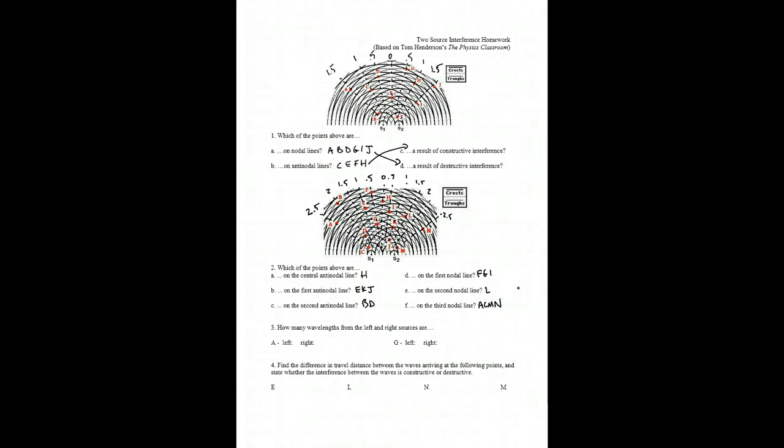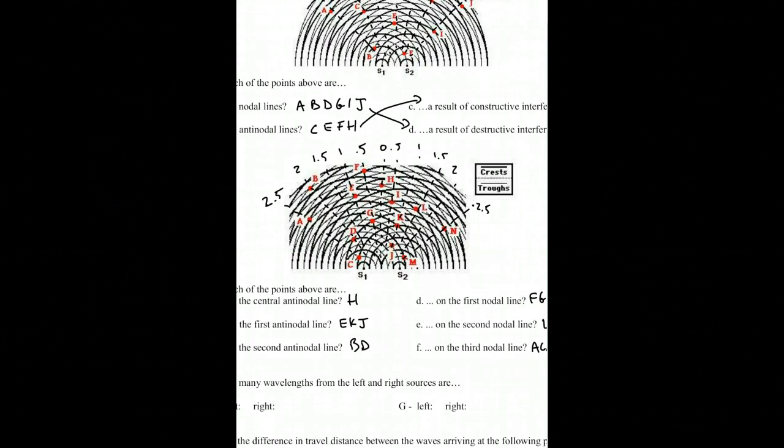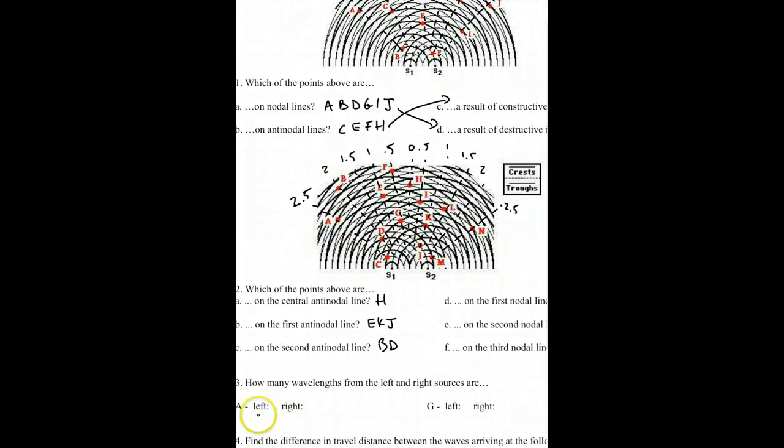And how many wavelengths from the left and right sources are A and G? So A, we'll zoom in for this one. Alright, so starting at the bobber, 1 wavelength, 2, 3, 4, 5 and a half wavelengths from the left. From the right, 1, 2, 3, 4, 5, 6, 7, 8, and that is 9 wavelengths from the right.